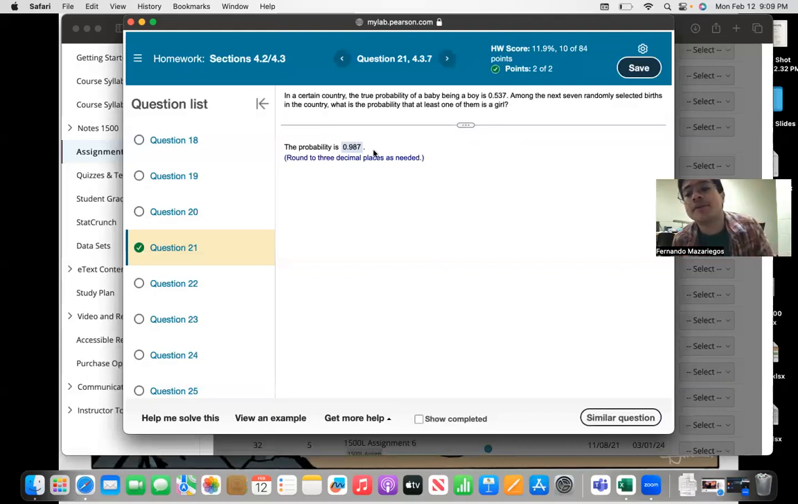And remember, the key of this exercise is using the complement. We could have correctly found this probability by finding all the smaller probabilities, but that takes a lot more work. So let's not do all that extra work and do it in a more efficient way.